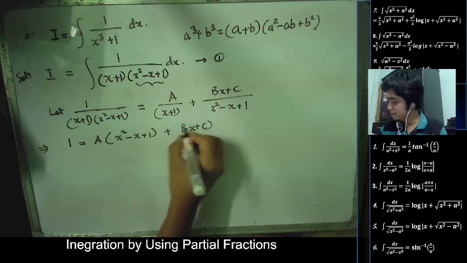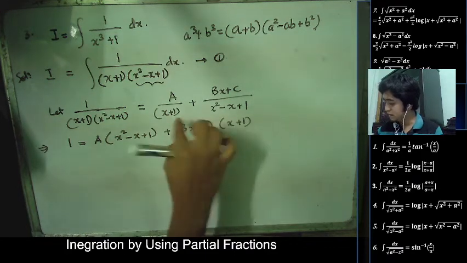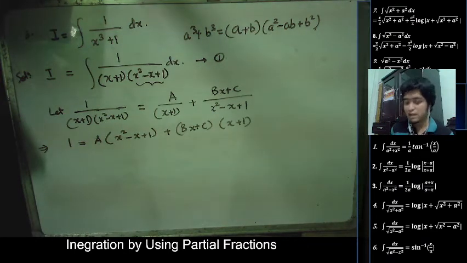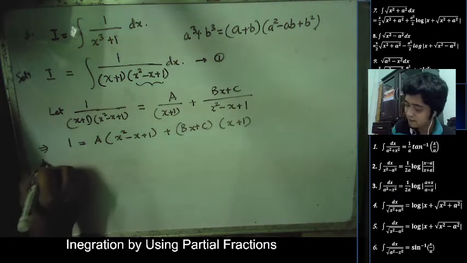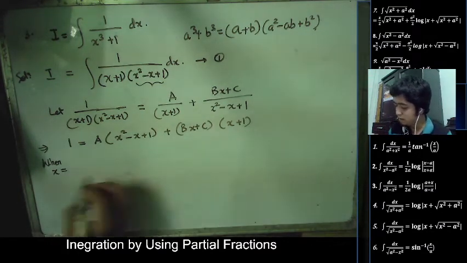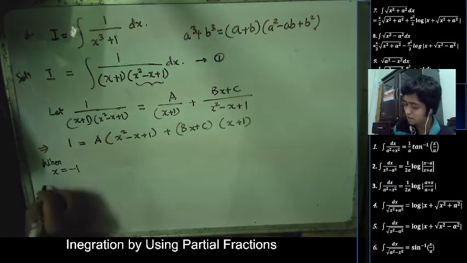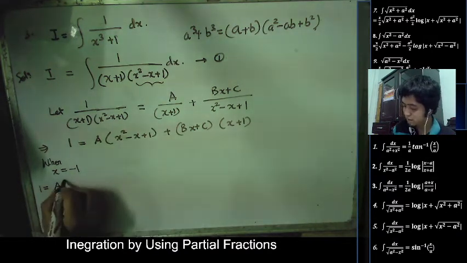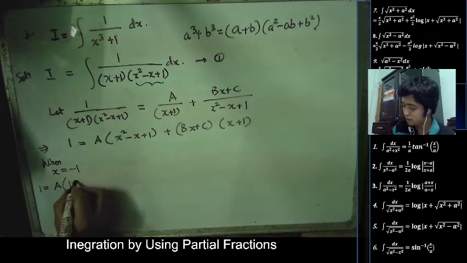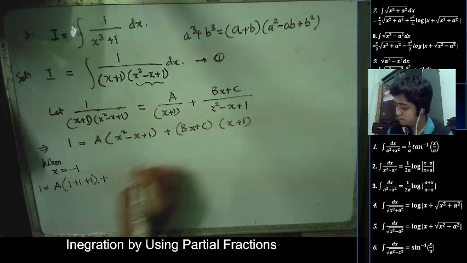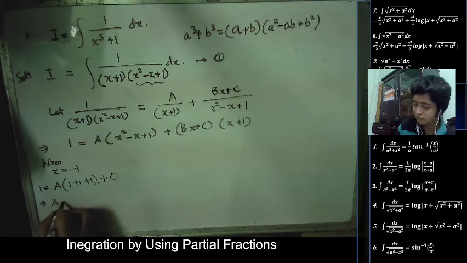bx plus c, and you will be having over here this one, x plus 1, x squared minus x plus 1. Okay, so this is what we are having. Now we just need to find the values of a, b, and c. Again, the same thing. When x is equal to minus 1, if we choose minus 1, then this whole thing becomes 0. Then we will be getting 1 minus 1, so it will be 1 plus 1 plus 1, right? And over here will be 0. So a will be equal to 1 by 3.